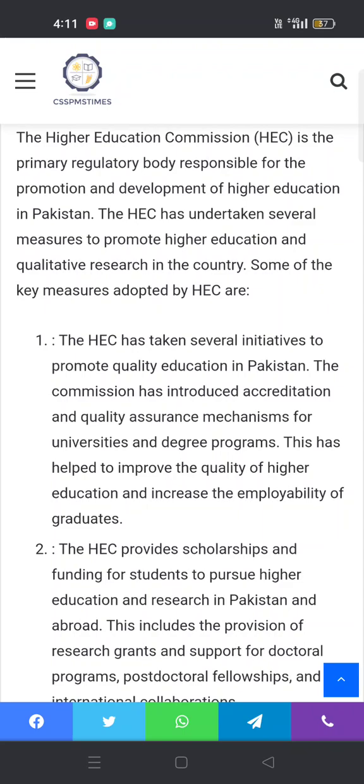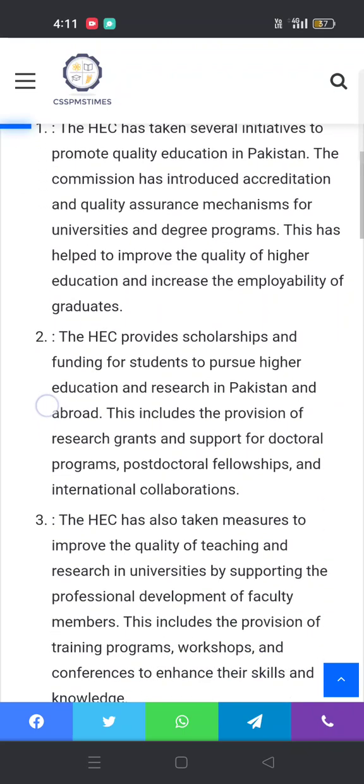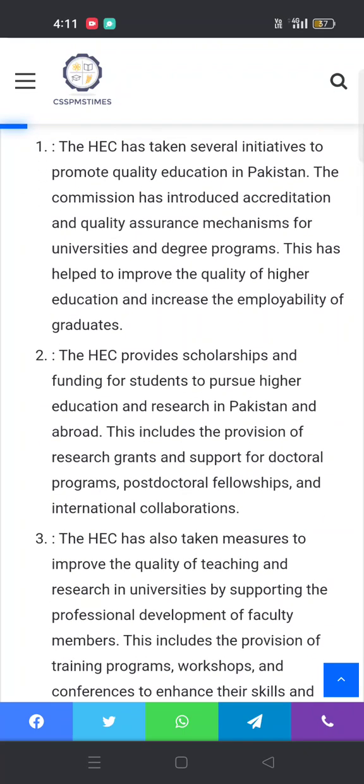Some of the key measures adopted by HEC are: The first one is that the HEC has taken several initiatives to promote quality education in Pakistan. The Commission has introduced accreditation and quality assurance mechanisms for universities and degree programs. This has helped to improve the quality of higher education and increase the employability of graduates.